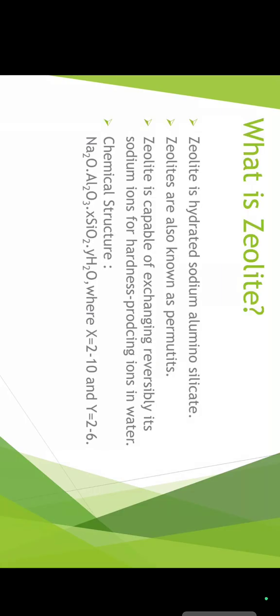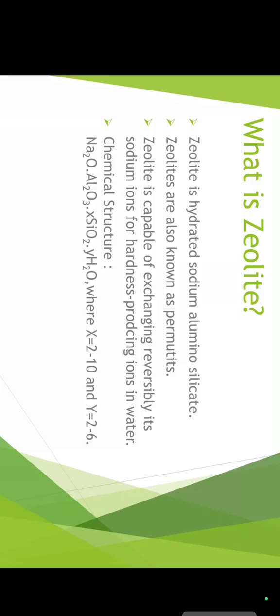Good morning to all. Today we are going to see about the zeolite process. It is used to remove the hardness of water. It is also called one of the external conditioning methods. The zeolite process is otherwise called the permutit process.